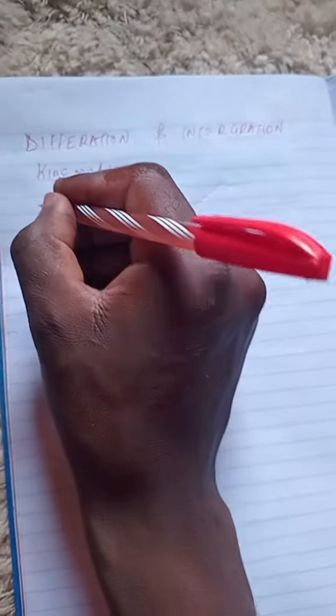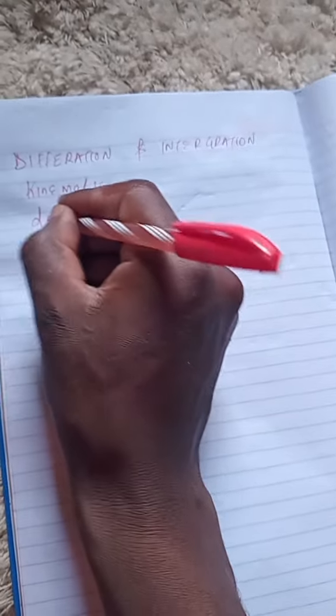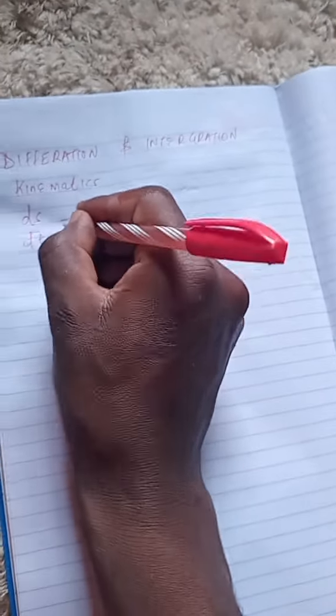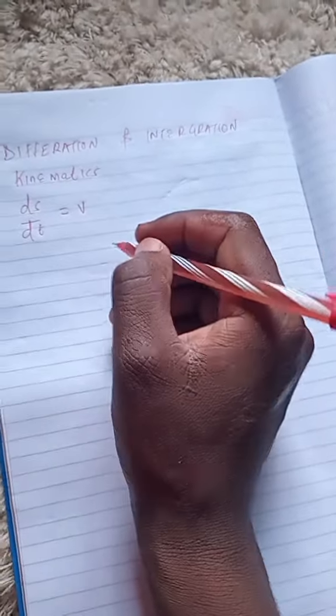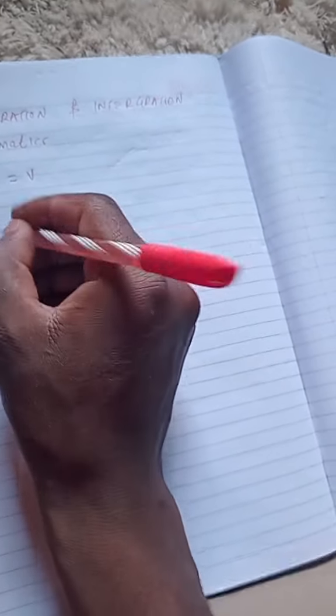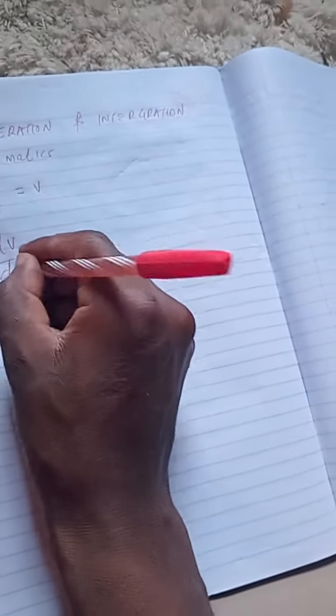And maybe if I start, if I take ds over dt, it gives me what you call velocity. And if I take the second derivative of ds over dt, that is dv over dt, I get what you call acceleration.